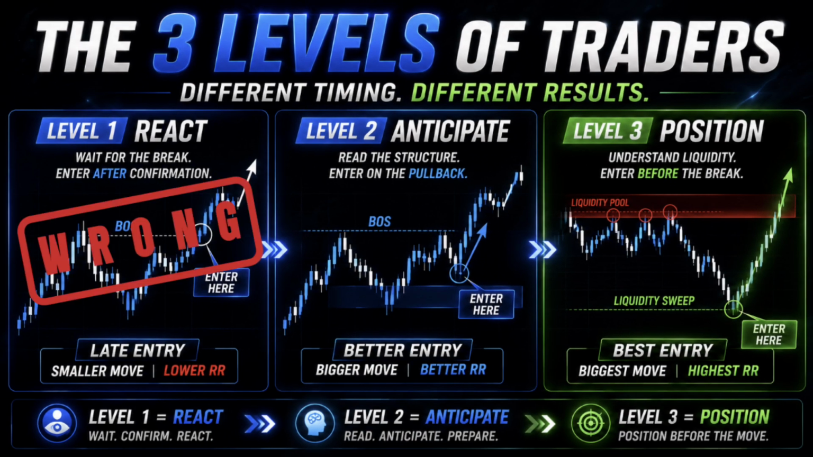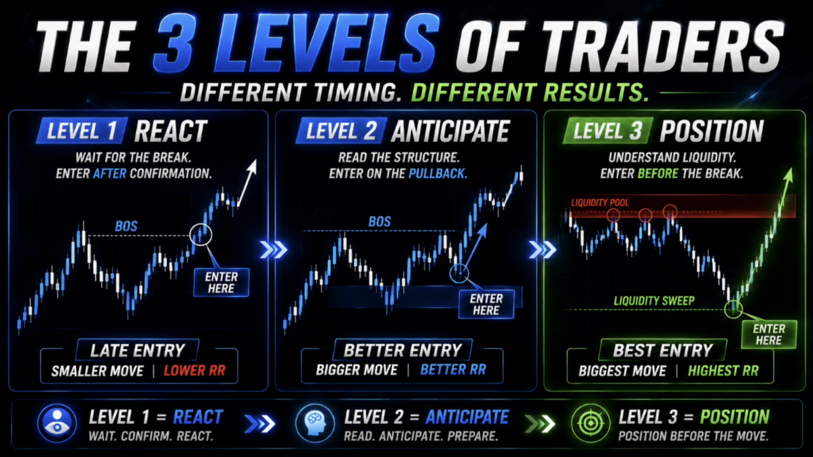Level 1 is what most traders use. Level 2 is what experienced traders begin to position, and level 3 is where traders enter before the crowd even realizes what is happening. Because the goal is not to buy the breakout, the goal is to understand why the breakout happens. So let's start with level 1.